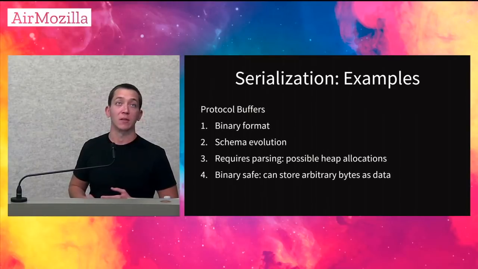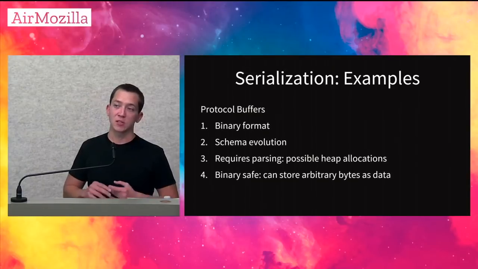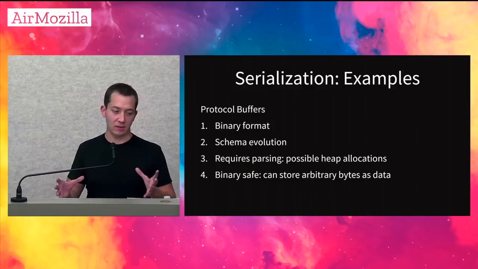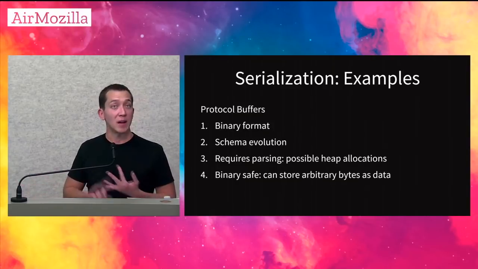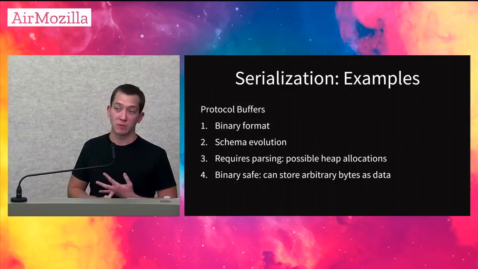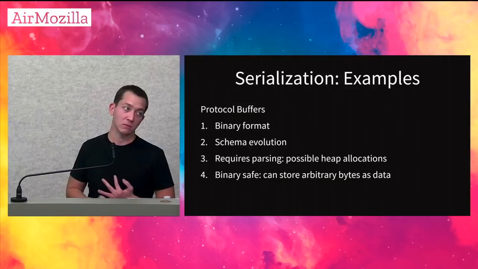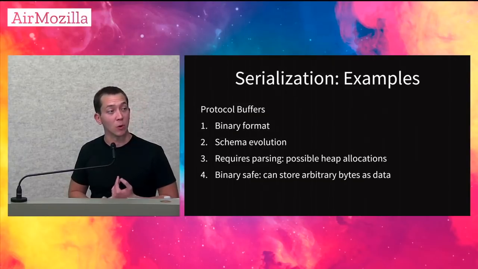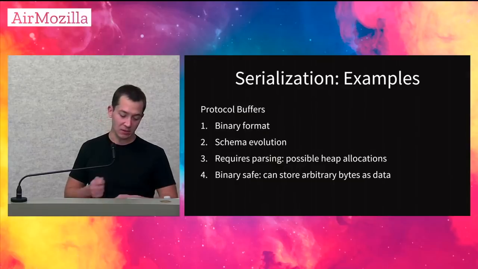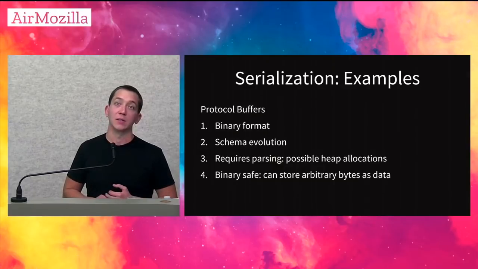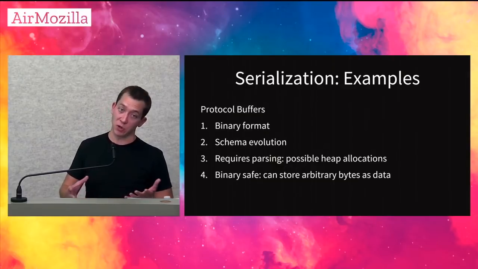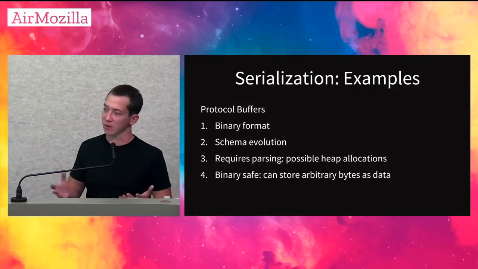Second one I'll talk about is protocol buffers. And this has really had a huge impact on the serialization landscape, as I'm sure most of you know. It's a binary format, so it's not human readable. You can evolve it with the schema, and that's a useful property. It does still require parsing, though. It requires heap allocations to read the data. And unlike JSON, it's binary safe, so you can store arbitrary bytes inside of it. You can store files, whatever you want.